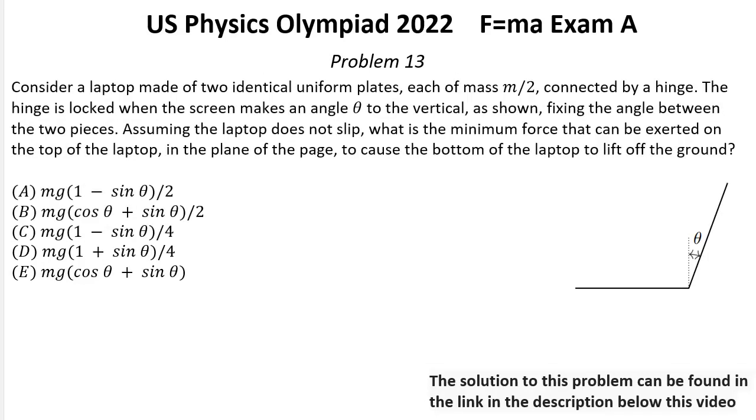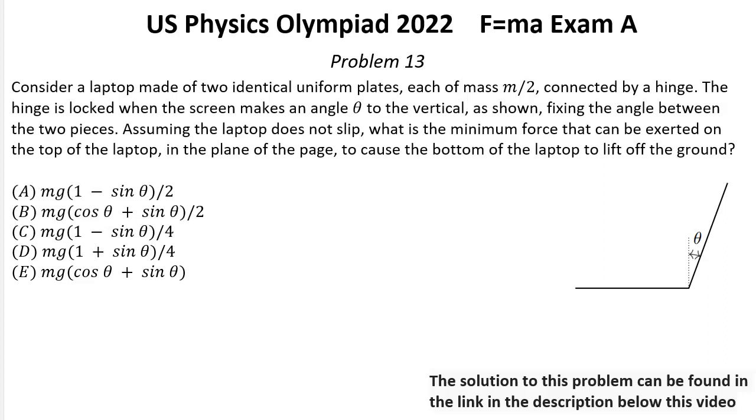Problem number 13. Consider a laptop made of two identical uniform plates, each of mass m over 2, connected by a hinge. The hinge is locked when the screen makes an angle theta to the vertical, as shown, fixing the angle between the two pieces. Assuming the laptop does not slip, what is the minimum force that can be exerted on the top of the laptop in the plane of the page to cause the bottom of the laptop to lift off the ground?